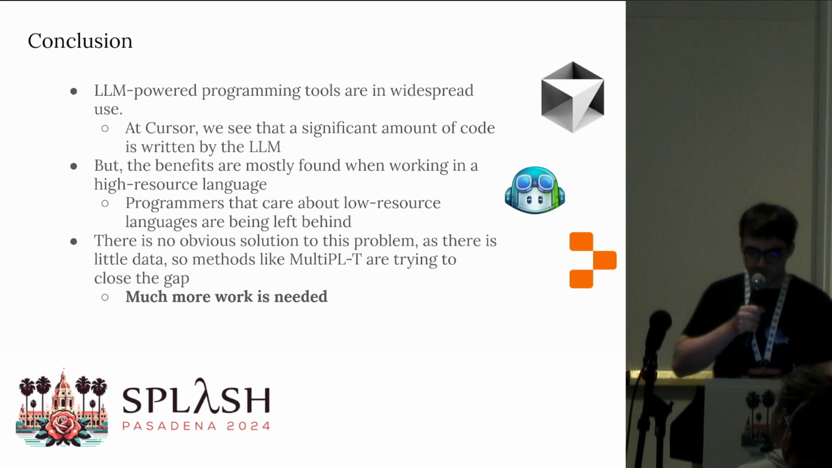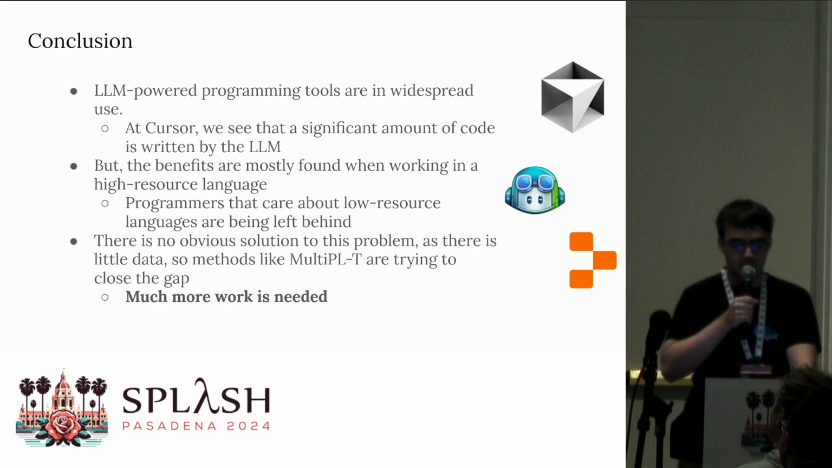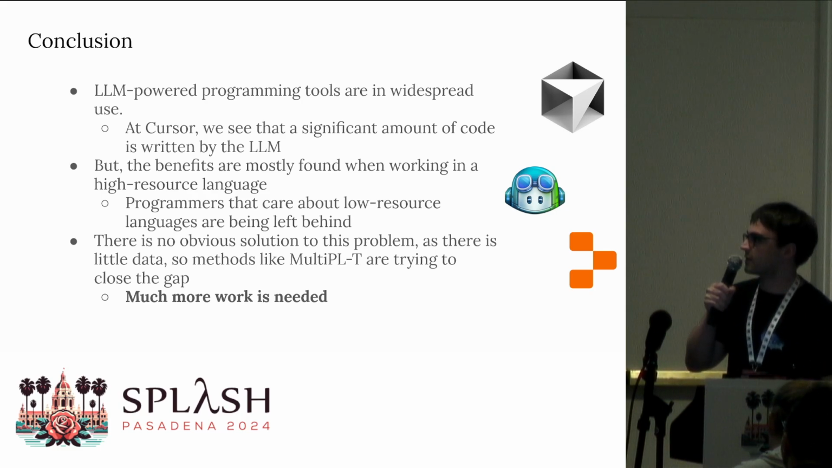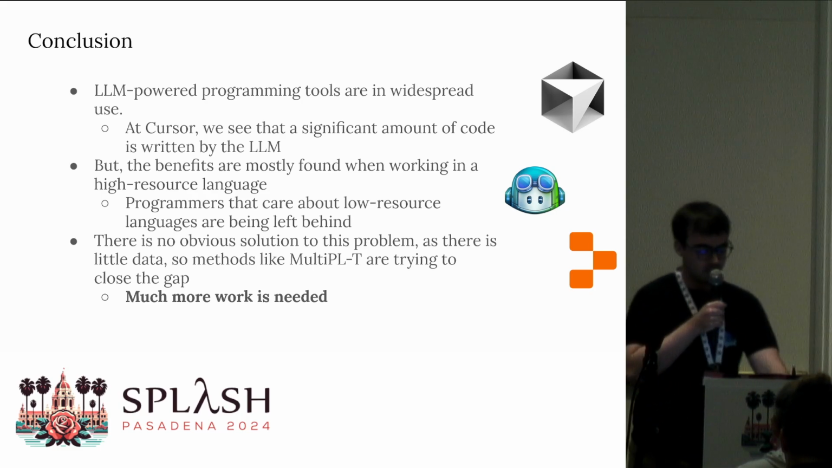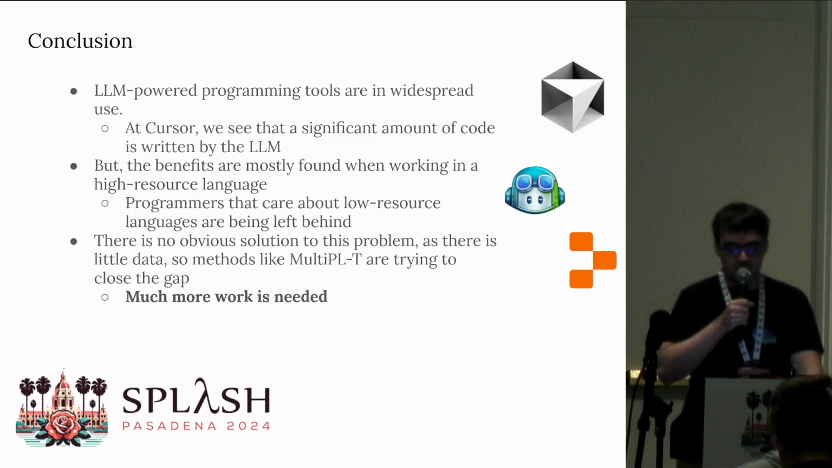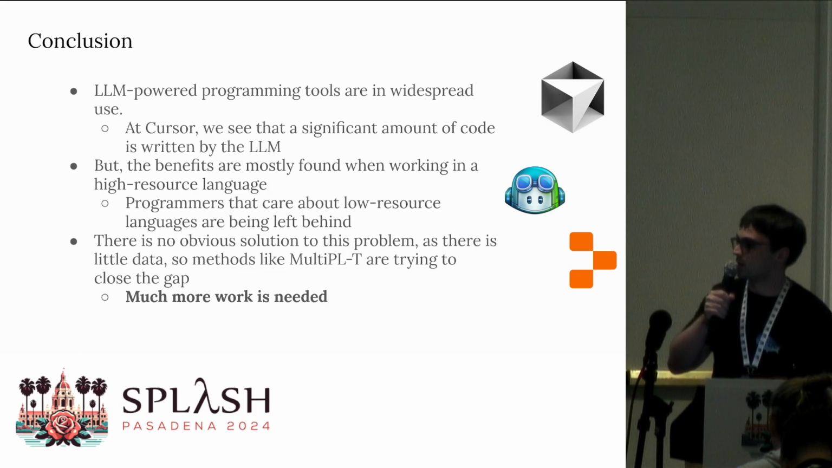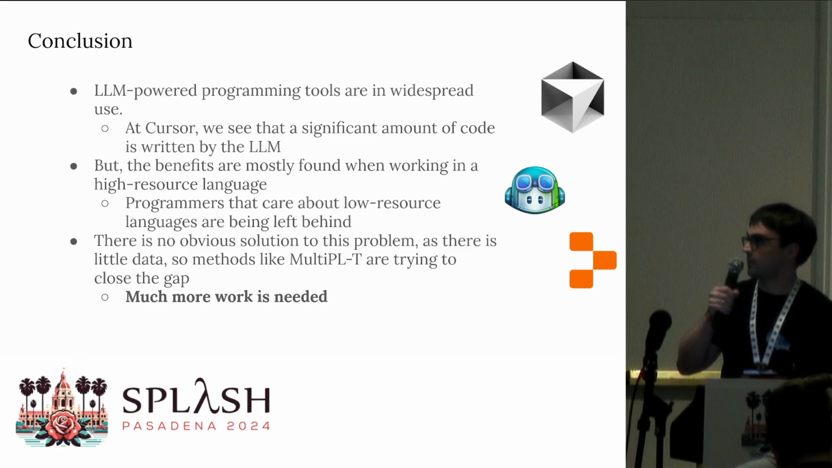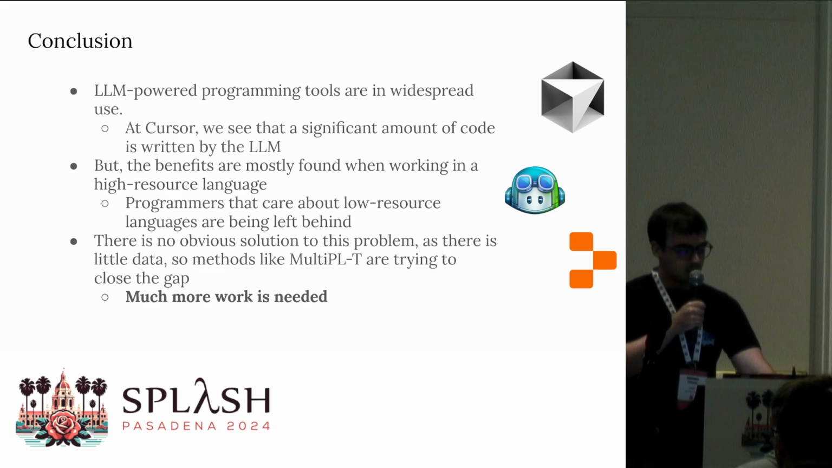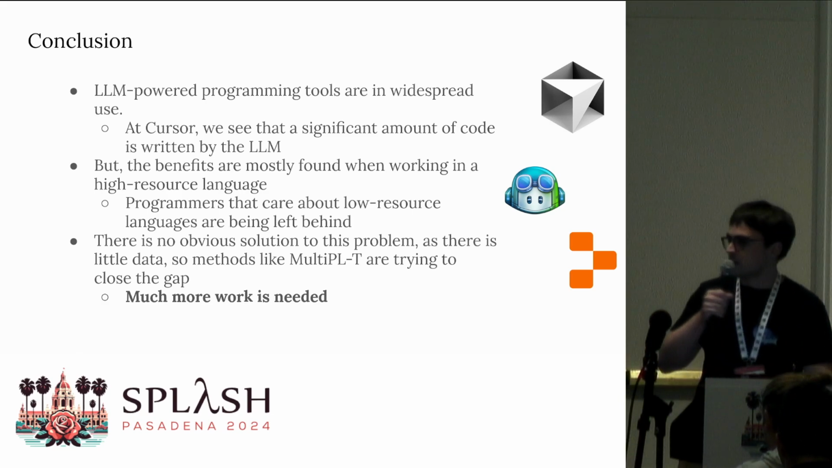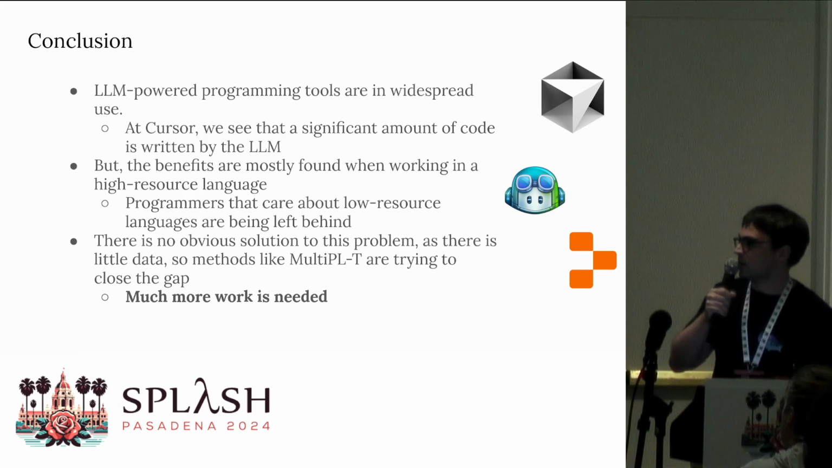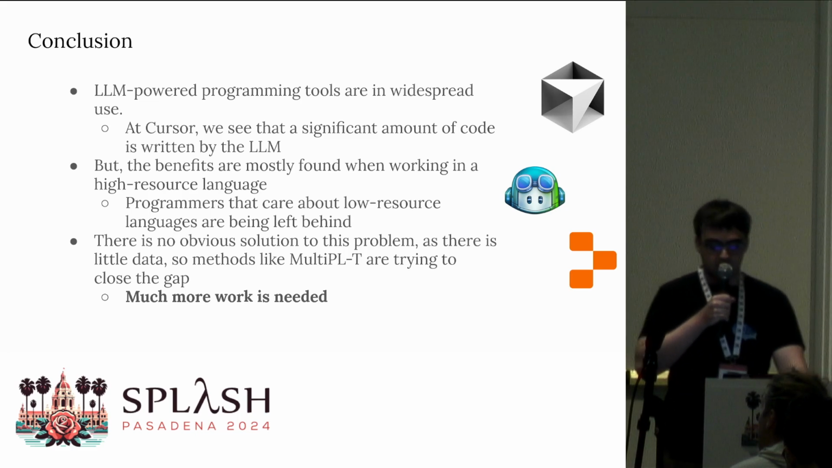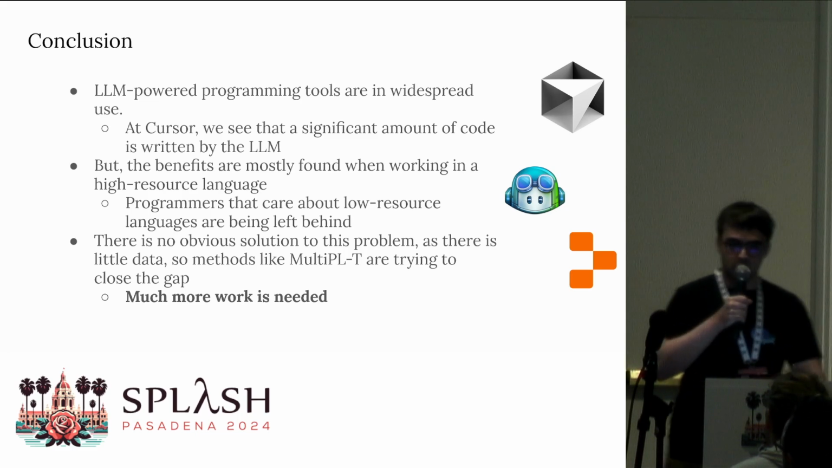So to conclude, LLM-powered programming tools are in widespread use. And at Cursor, we see that a significant amount of code is generated by the LLM itself. But the benefits are mostly found when working on high-resource languages. And so this feels like programmers that care about low-resource languages are being left behind. And there is no obvious solution to this problem, as there is very little data, and we kind of already used it all. And so methods like MultiPL-T are trying to close the gap, but much more work is needed.